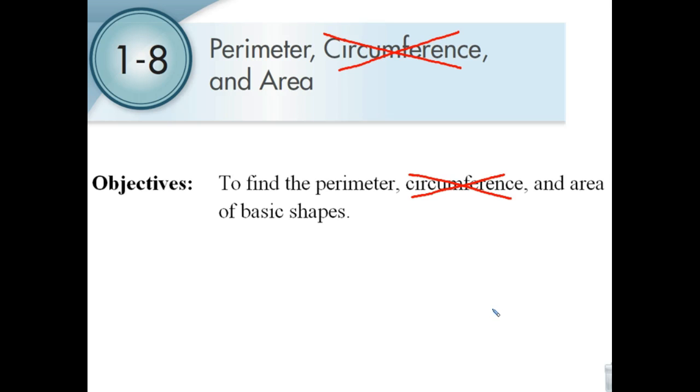Welcome back, folks. Last section of chapter 1-8, we're talking about perimeter, skipping circumference, and area of basic shapes. Objective is to find the perimeter and area of basic shapes. Perimeter and area are another foundational part of the geometry we're doing in chapter 1 here. There'll be topics we come back to throughout the year. Like it says here, we're just going to do some of the basics today.